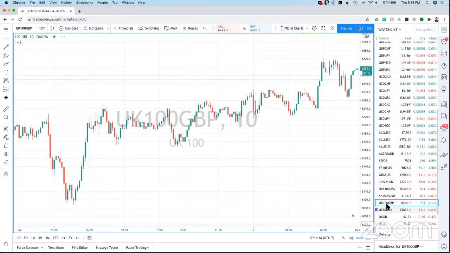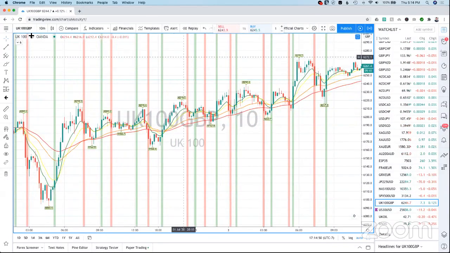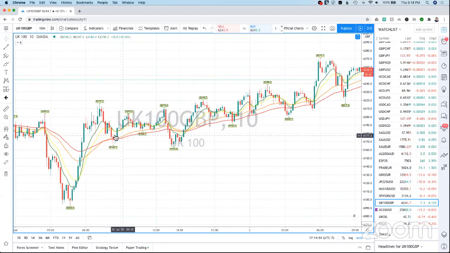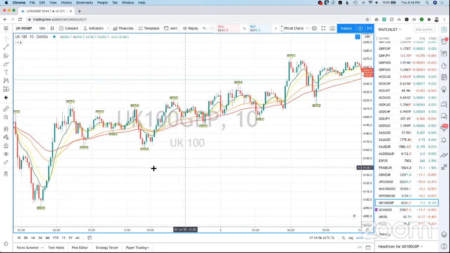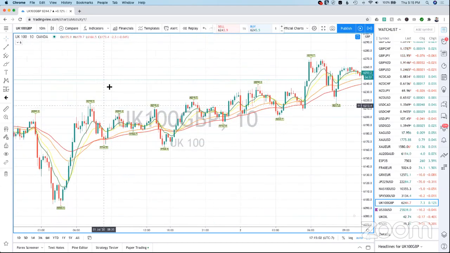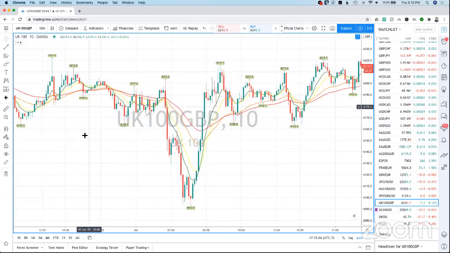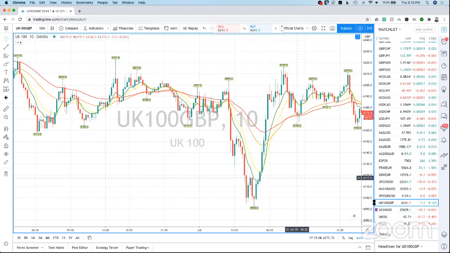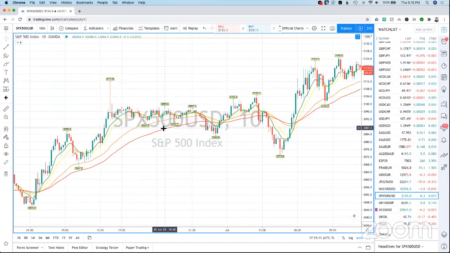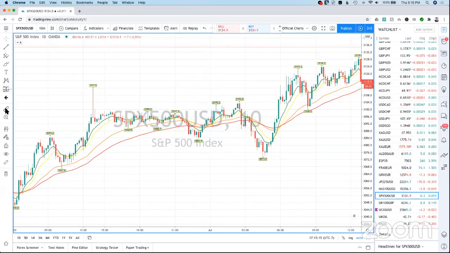You can look at the UK 100. Let me take the indicators off. If you look at the UK 100, you can see that it's moving pretty quickly throughout the day. Obviously during London to US, it moves a lot faster, but it's still moving. There's not really much dead period for any indice. You can look at the SPX, the S&P right here. Obviously during Asia, it's going to move a little slower, but not that much slower.